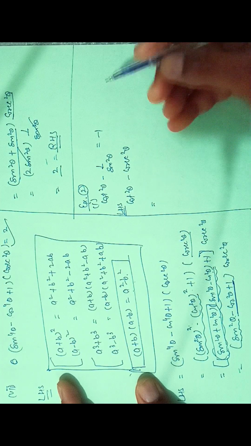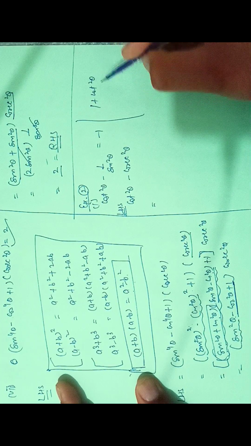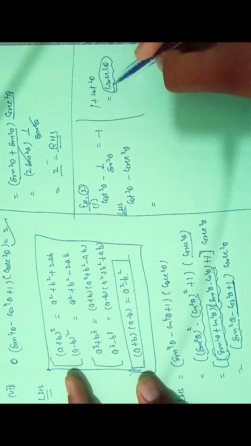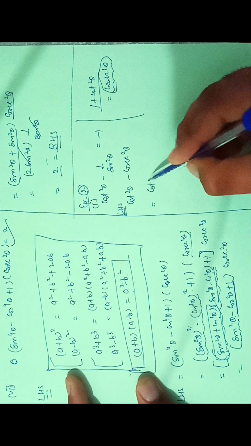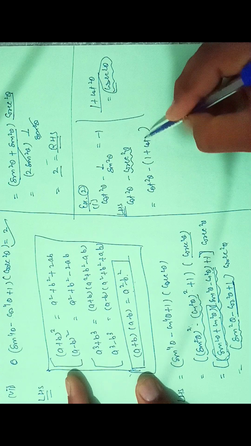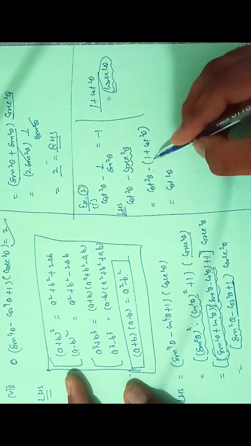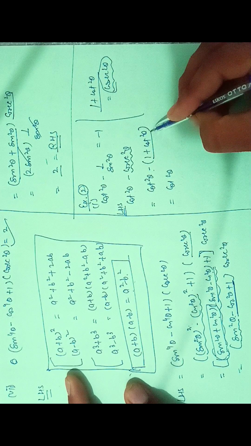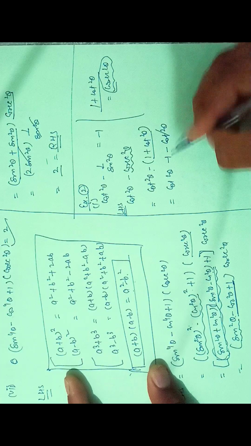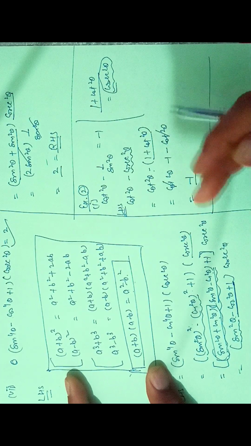Okay, now we know that 1 plus cot square theta equal to cosec square theta. So instead of cosec square theta I can use 1 plus cot square theta, so it will be cot square theta minus (1 plus cot square theta). Since we have a minus, the signs of all these terms will be changed, so it will be minus 1 minus cot square theta. Cot square theta will be cancelled, and we'll be left with minus 1. So this was the first question of the example.